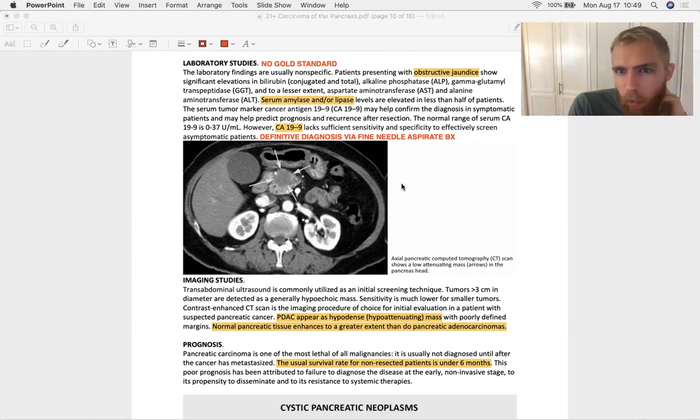AST and ALT are more so used to diagnose a couple things. Most prominently, alcohol-related liver damage. You're going to have AST over ALT. And then number two, if it's acetaminophen toxicity, AST and ALT are going to be like 10,000. They're going to be huge, astronomical.